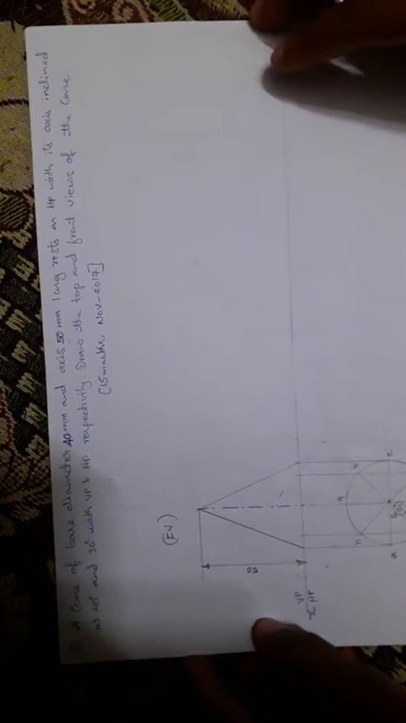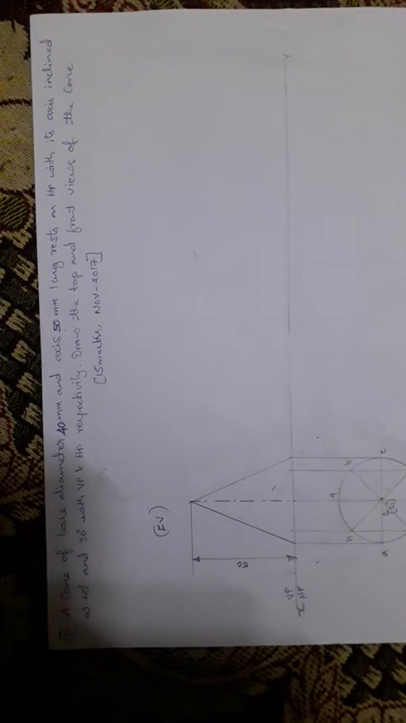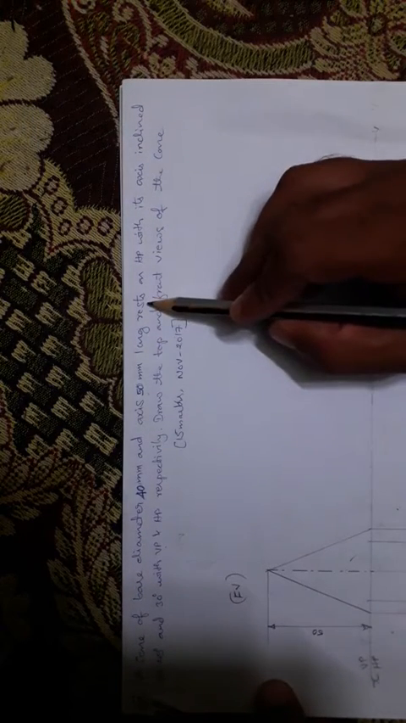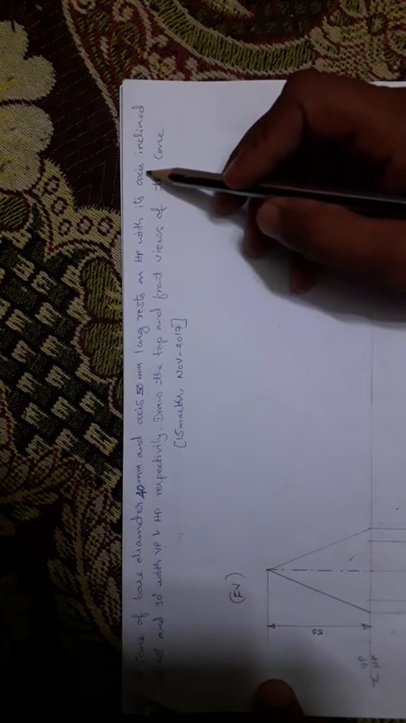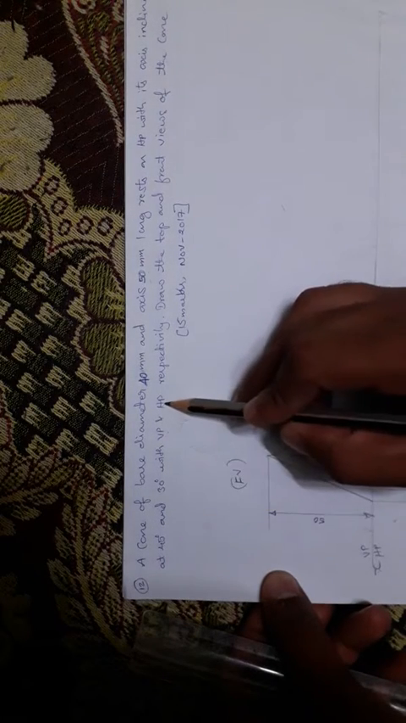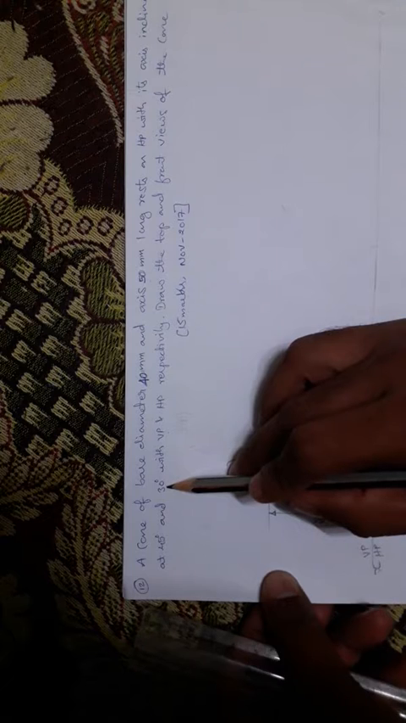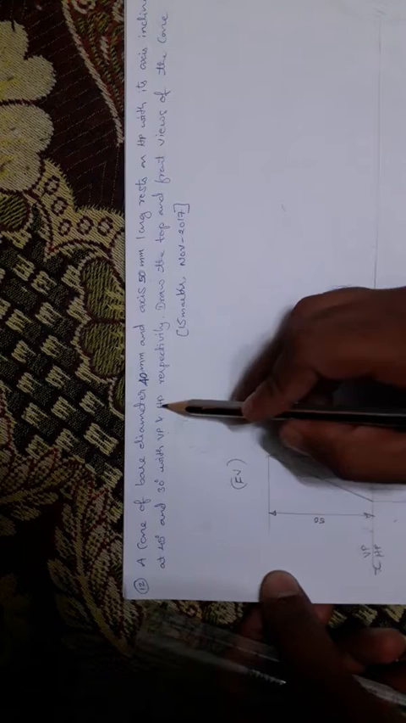The next procedure, I am going to draw the second stage of the front view. What is that next procedure? It will rest on the HP, with its axis inclined at 45 degrees to VP and 30 degrees to HP. So first of all, it is required to draw the axis at an angle of 30 degrees to HP.